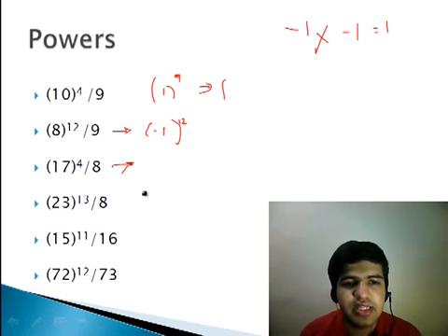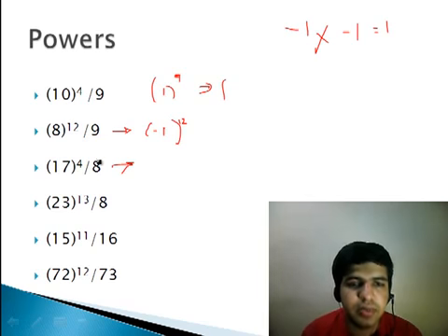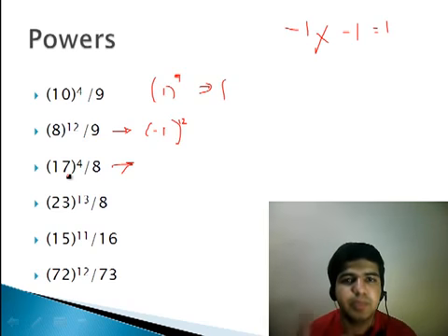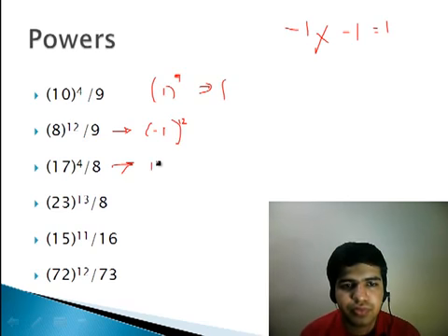Again, this is one very easy example where we have 8 as the multiple. The difference between this and the previous one is that there we were directly getting minus 1 as the remainder. But here this is a multiple of 8 plus 1, that is 8 into 2, which is 16, plus 1. So we'll end up getting 1 raised to 4, which is nothing but 1.